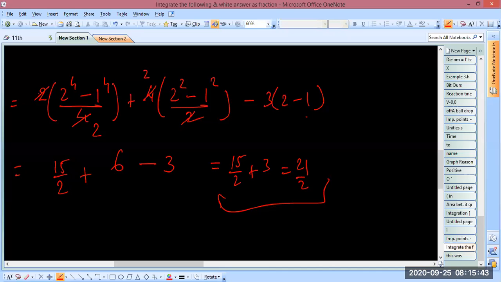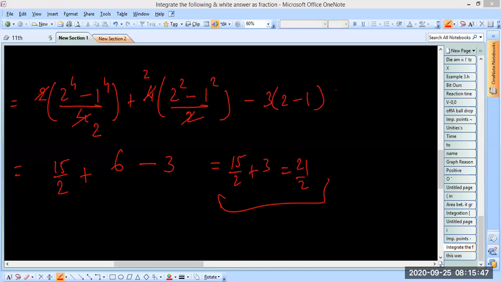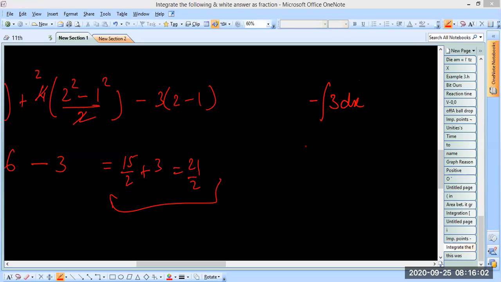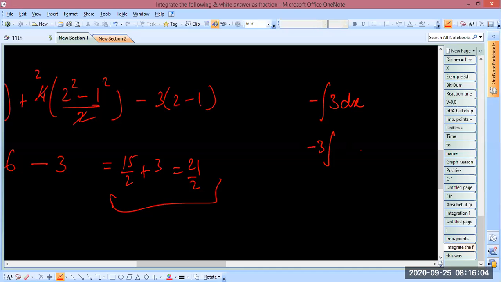Why is it minus 3x? See, if it is integration of 3 dx, right? This is the last term, all right, Raj? Then 3 is a constant. If you put it out, then you get this. Then integration dx is x. So this is how you get minus 3x, all right?